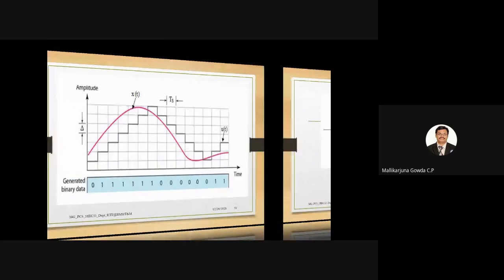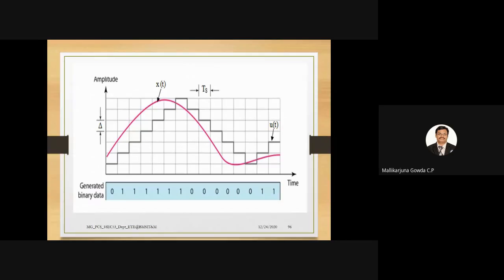So, for better clarity and understanding, I have shown one more diagram here, with a grid structure. I hope you will be able to understand this more clearly. We can write this as sampling intervals. This is the step size, very clearly mentioned. This x of t is my analog signal, and u of t is my approximated signal.